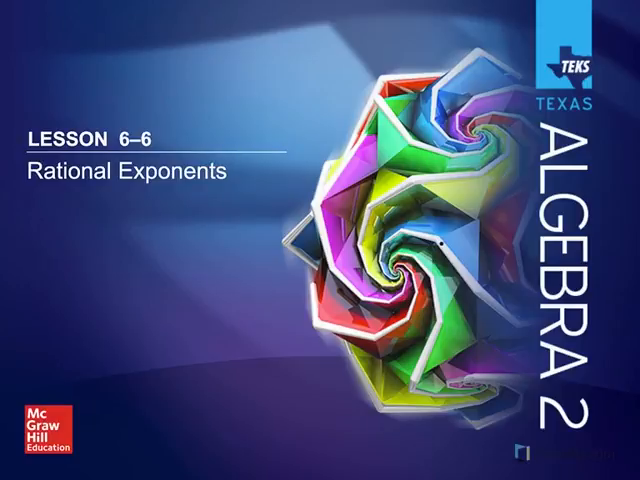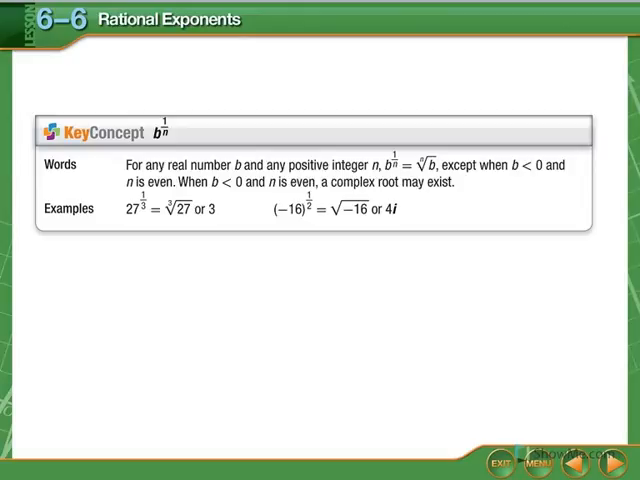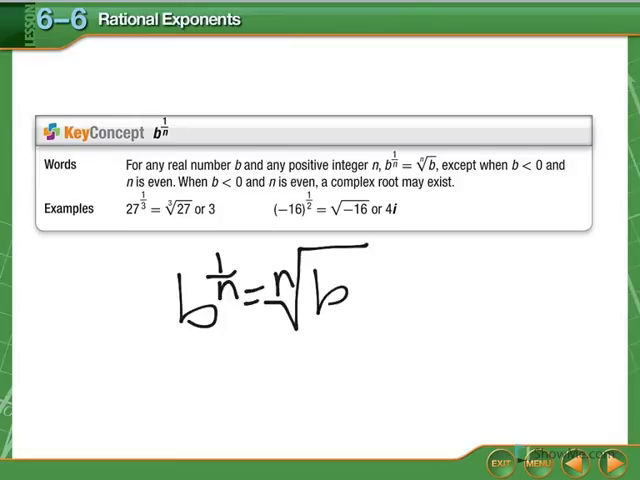Welcome to this tutorial over 6.6 rational exponents. Our first key concept is b to the 1 over n power. For any number b and any positive integer n, b to the 1 over n equals the nth root of b, except whenever b is less than 0 and n is even. When b is less than 0 and n is even, a complex root may exist.